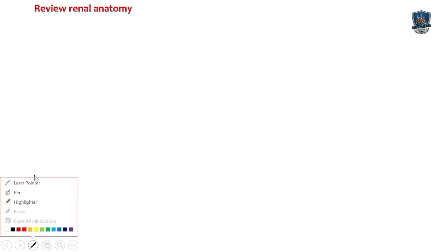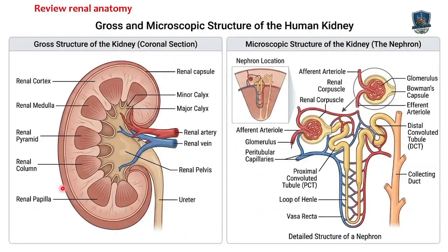So let's begin. First of all, I'm going to take us through a review of the renal anatomy and physiology to remind ourselves of what we did in our anatomy class. As you can see on my board, there's an image that shows the gross and microscopic structure of the human kidney. On the left side, you can see the gross structure. On the right side, we have the microscopic structure, or the nephron.